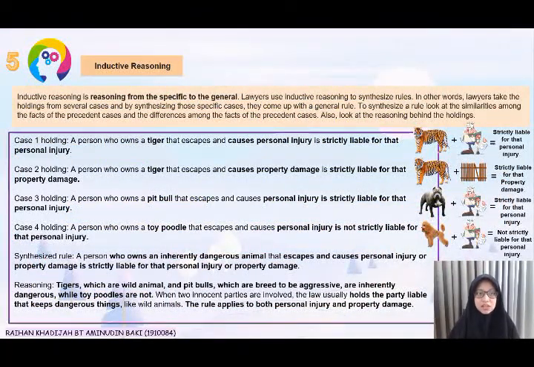Lastly, inductive reasoning. Inductive reasoning is reasoning from the specific to the general. Lawyers use inductive reasoning to synthesize rules. In other words, lawyers take the holdings from several cases, and by synthesizing those specific cases, they will come up with a general rule. To synthesize a rule, they will look at the similarities and the differences among the facts of the preceding cases, and they will also look at the reasoning behind the holdings.